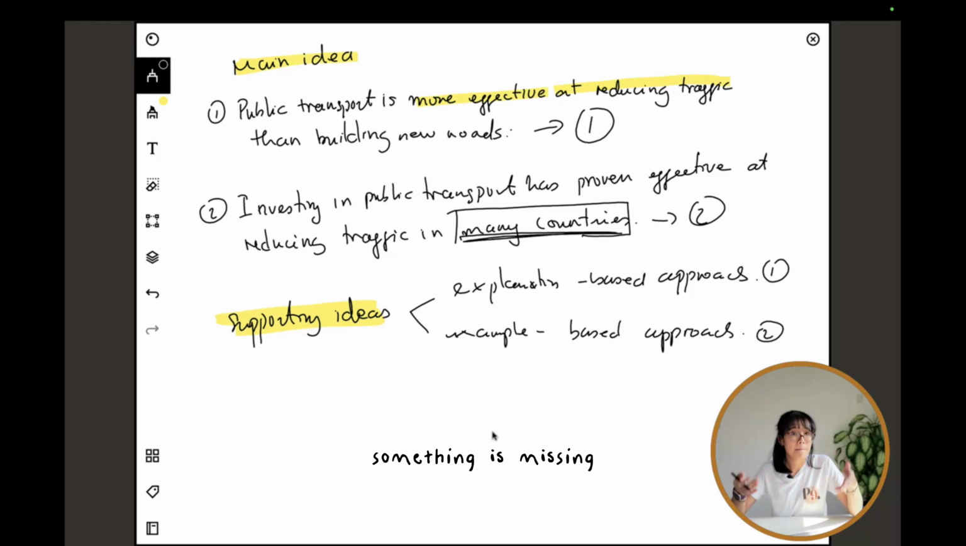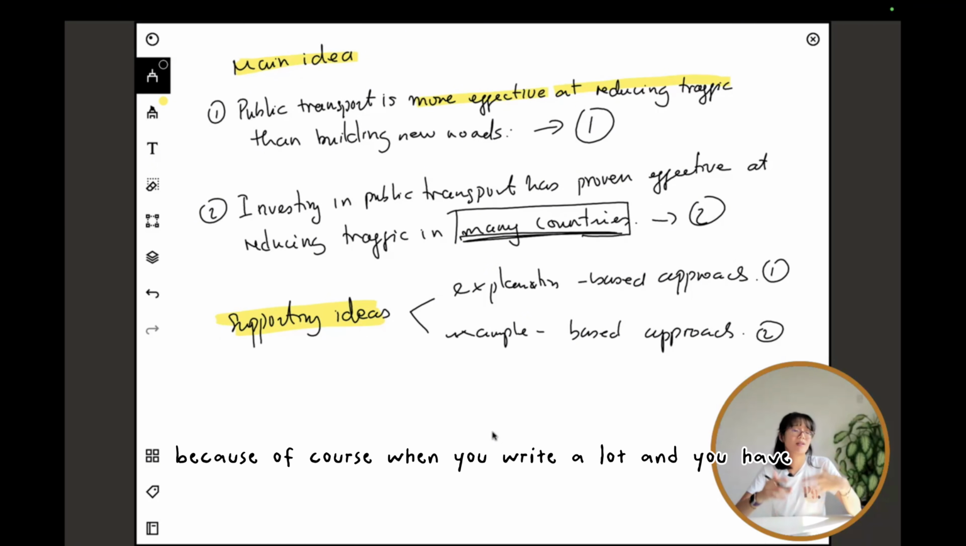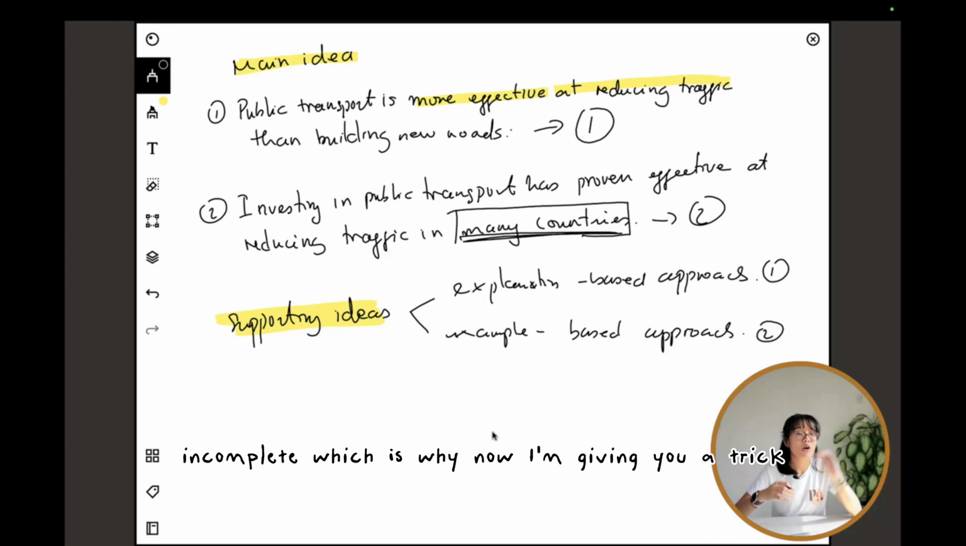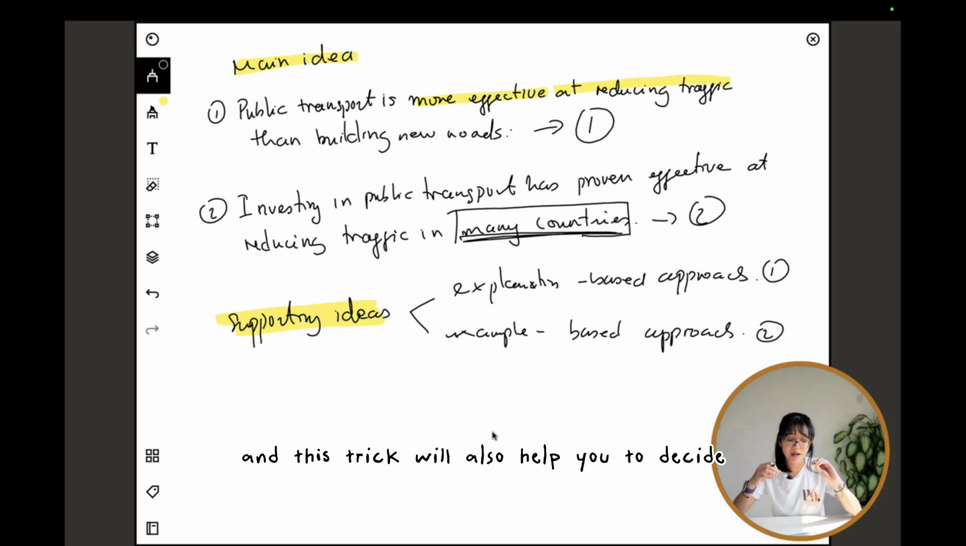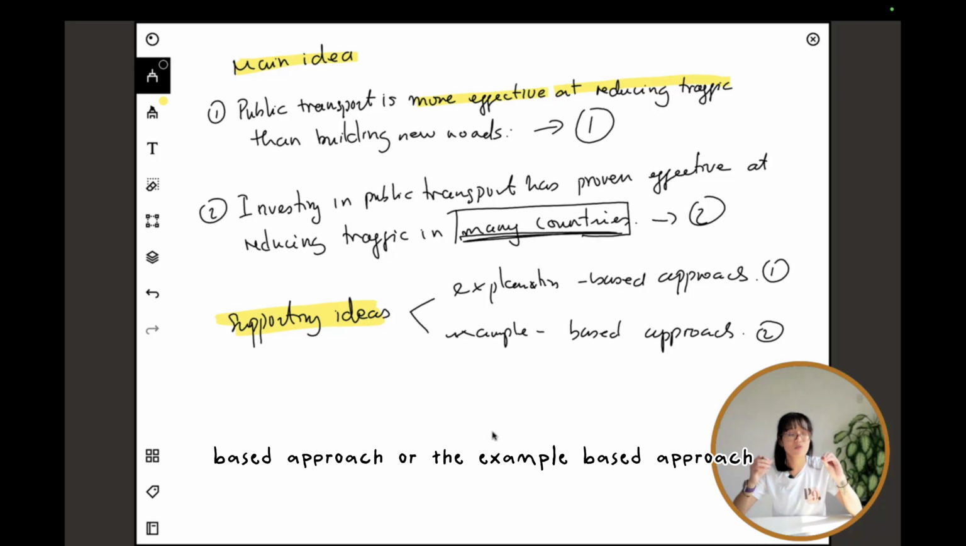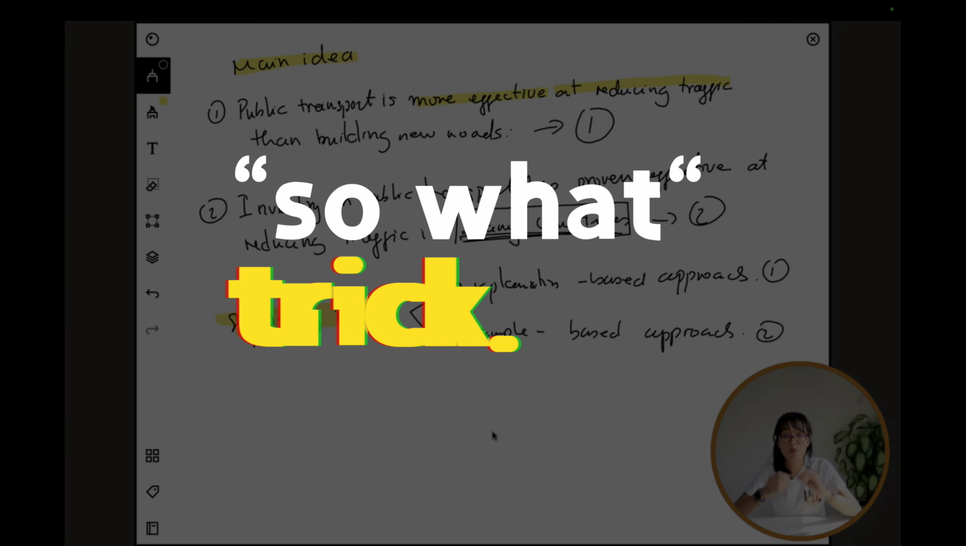Something is missing. This is the problem that not a lot of people pay attention to because, of course, when you write a lot and you are under pressure, you don't feel like your argument is actually incomplete, which is why now I'm giving you a trick. And this trick will also help you to decide whether you're going to use the explanation-based approach or the example-based approach. I call it the so what trick.